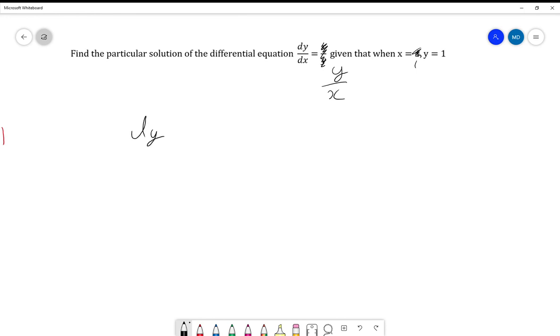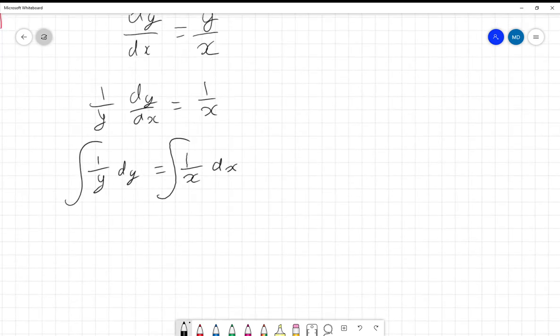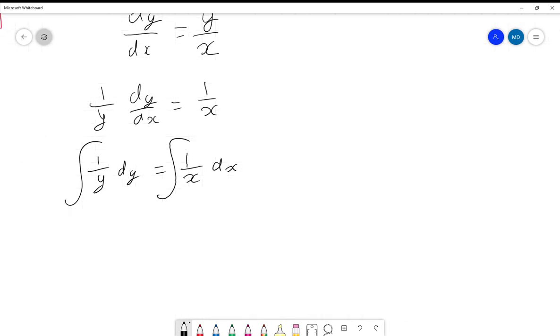Okay, so we have dy by dx is equal to y over x, and we're going to do exactly the same thing. In this case, we need to divide by y. Sorry, 1 over y times dy by dx is equal to 1 over x. And so 1 over y dy is equal to 1 over x dx. Integrate both sides, and we get the integral of 1 over y is the natural log of the modulus of y, and that's equal to the natural log of the modulus of x. Plus c, very important.